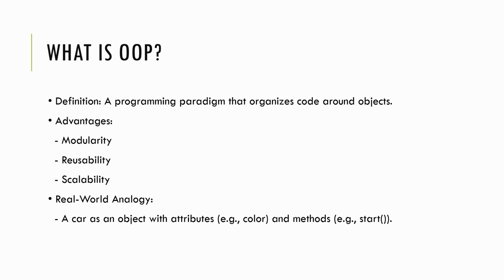A real-world analogy: think of a car as an object. It has attributes such as color and model, and methods such as start and stop, which allow it to perform actions.